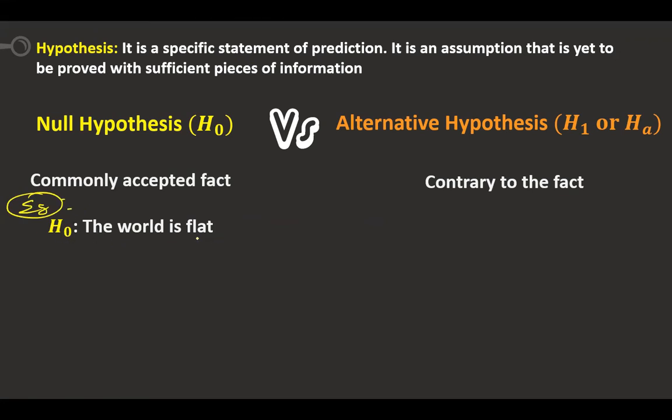H naught, the world is flat. Okay, it is an accepted fact only. See, previously people accepted this fact. Okay, now the world is flat. Now what I do, contrary to the fact, I'll say the world is round. So now the researcher, see, suppose I'm a researcher, I'll do the experiment, I will disprove it. Okay, so I will disprove it.